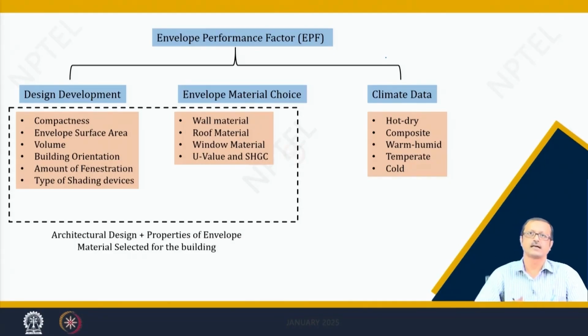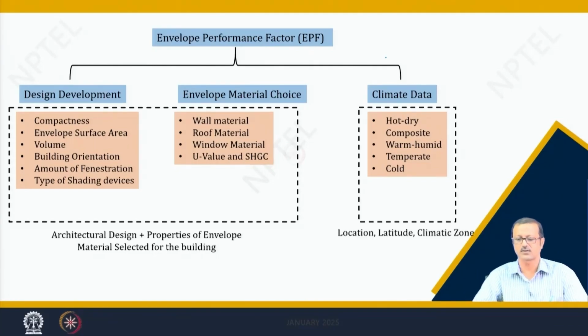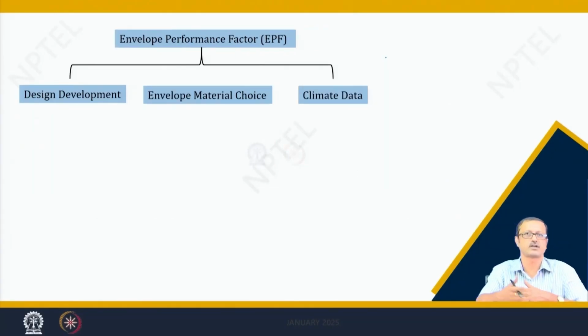So, latitude data or the orientation also comes in some way or other. So, out of these 3 baskets, the first 2 baskets are the architectural design plus properties of envelope material selected for the building, and the second one is your location, latitude, climatic zone. So, that fulfills all our design process, right. At least the envelope portion of the building.